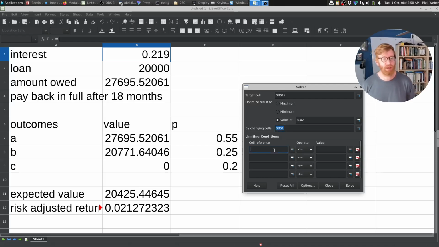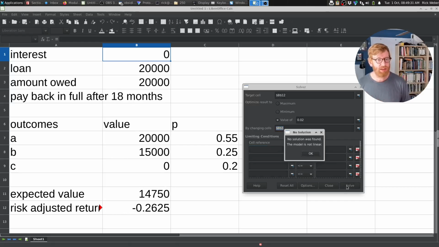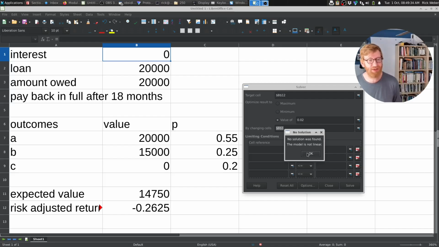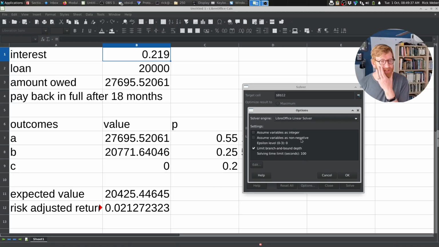And what can be what? So B1 has to be greater or equal to 0. Nothing else is changing. I don't think we actually even need to worry about this. Right? So limiting conditions, we might put this in if we needed to solve a maximization problem where the global maximization is an economically nonsensical value, like selling negative values of something. We'll see stuff like that in a few weeks, but for now, let's just solve this. No solution was found. The model's not linear. Okay, let's see if we can find something in options.